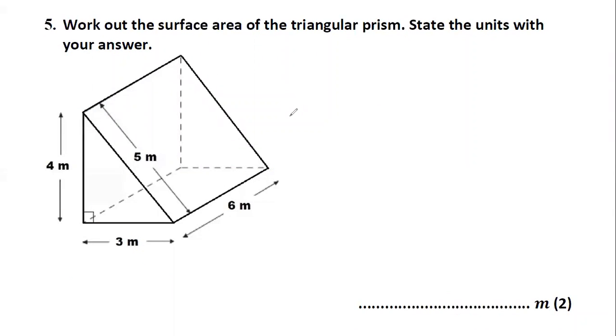Let's move to question number 5. It says, work out the surface area of the triangular prism. State the units with your answer. Right. So again, I need to see how many faces the shape has.